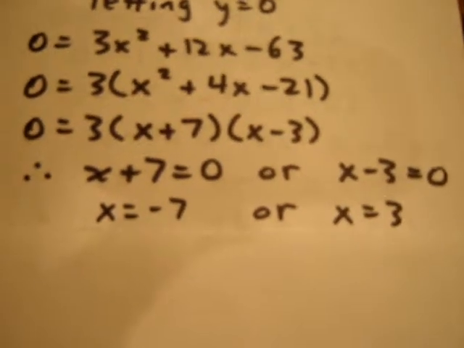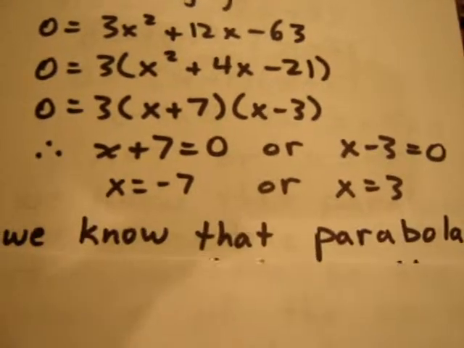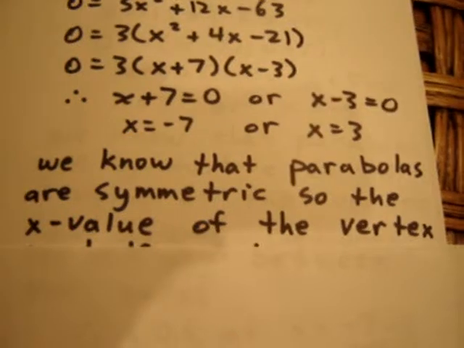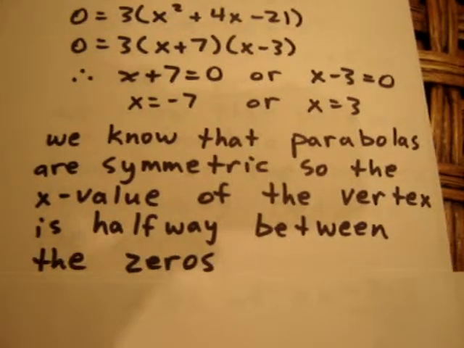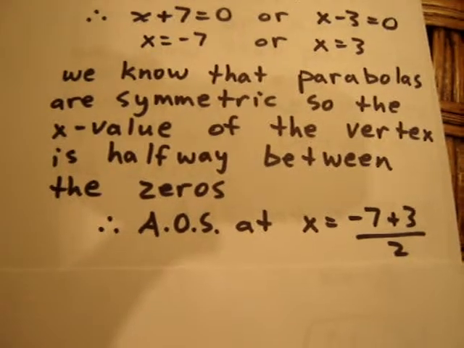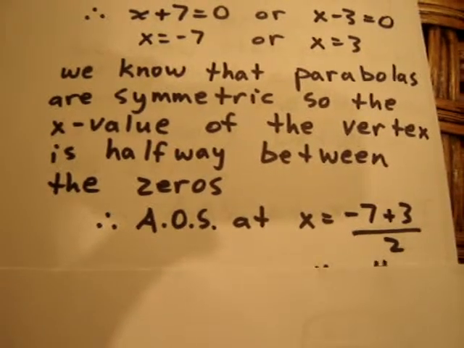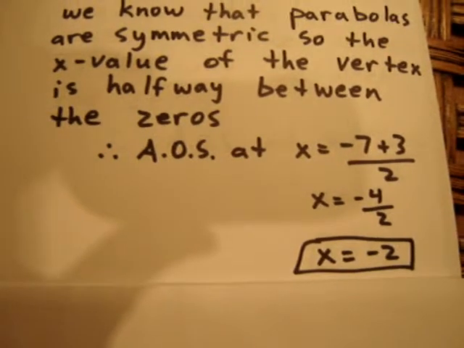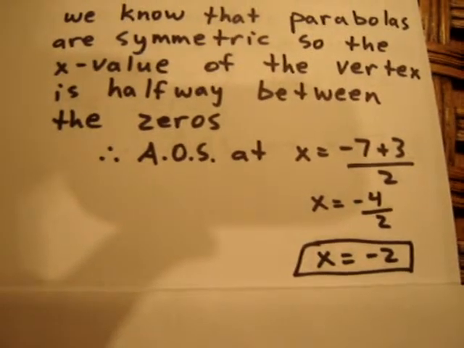Those are our zeros. Our axis of symmetry, since parabolas are symmetric, the x value of the vertex is halfway between the zeros. So our axis of symmetry will be at x equals negative 7 plus 3 over 2, which is negative 4 over 2, or in other words, the vertical line x equals negative 2.